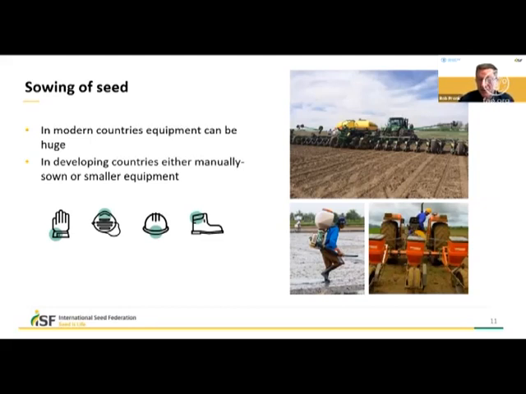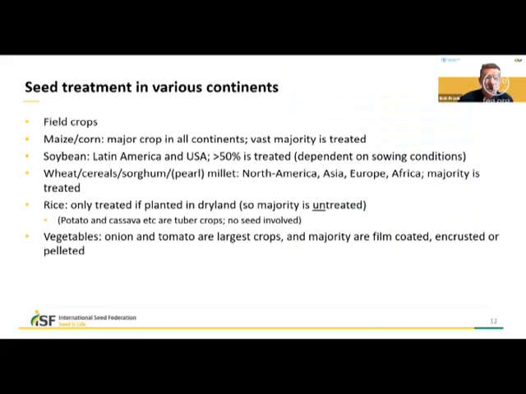Seed treatment is being used on various continents. Talking about field crops, maize is being grown in all continents, and the vast majority of all maize globally has been treated. Looking at soybean, which is grown a lot in the Americas, over 50% is treated, depending a bit on the conditions during sowing. Looking at cereals, wheat, sorghum, millet, in many different continents, the majority has been treated.